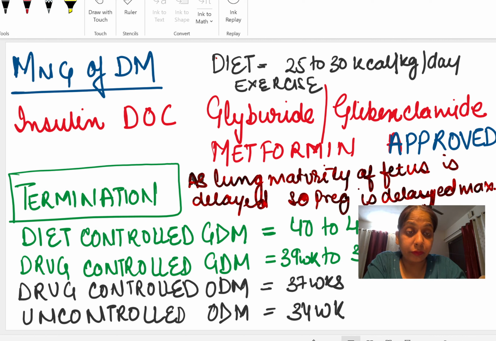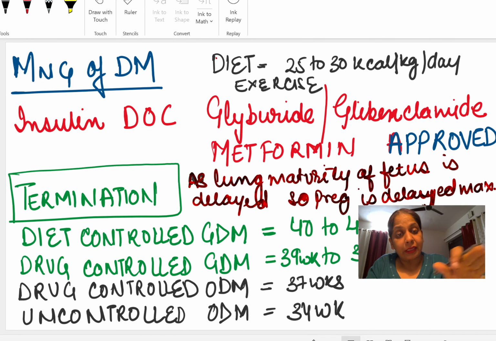in the fetus of the diabetic mother, there are chances of IUD, due to the sudden, when the mother will have sudden hypoglycemia, then the fetus will also have sudden hypoglycemia, and then the IUD can occur. Okay, so we have to see both the factors, that we have to take the pregnancy as late as we can take, because the lung maturity of the fetus is delayed in a diabetic mother.